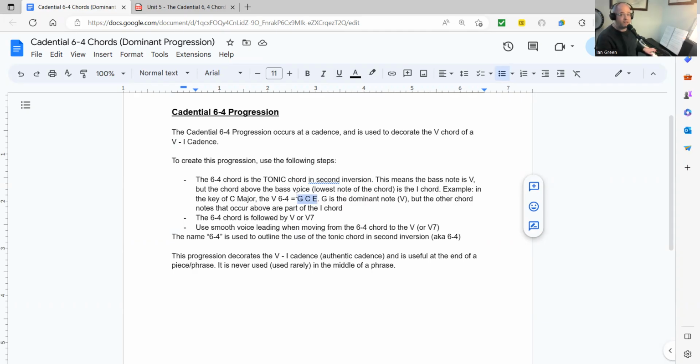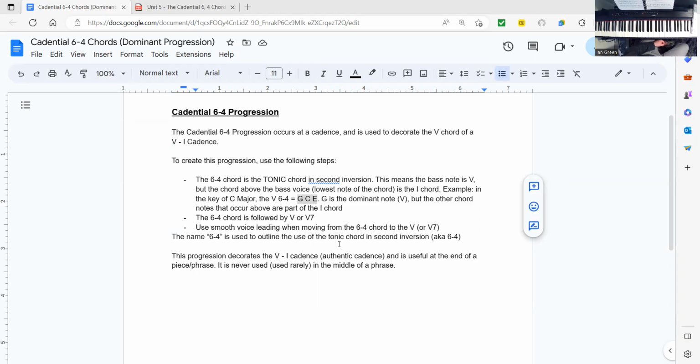Now this 6/4 or second inversion chord will smoothly be followed by the dominant chord or the dominant seventh chord. If I were to change my screen so you can see what I'm playing on the piano, the second inversion C major chord would be G, C, E. So the dominant note, the G, is then followed by a change where the bass note stays the same, but the other notes move.